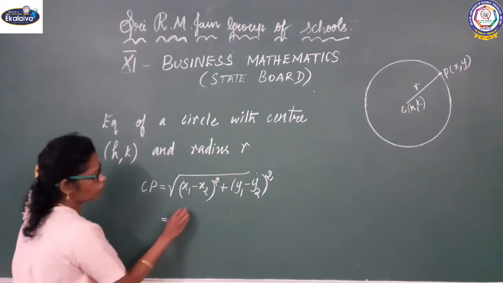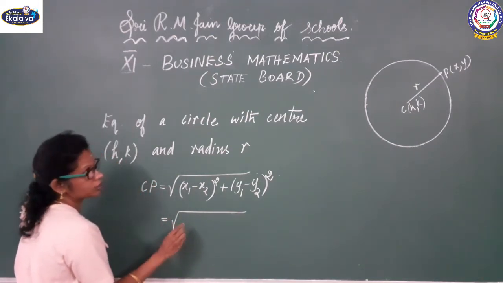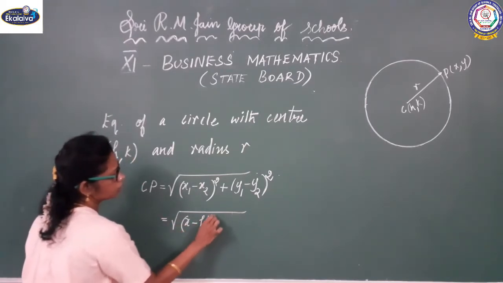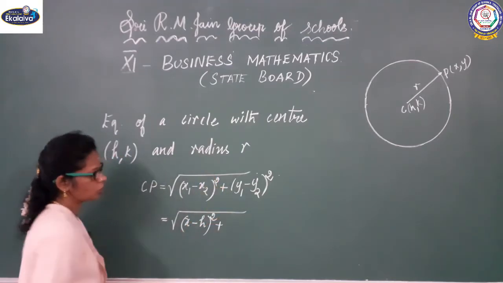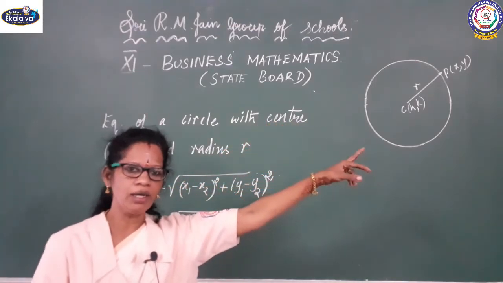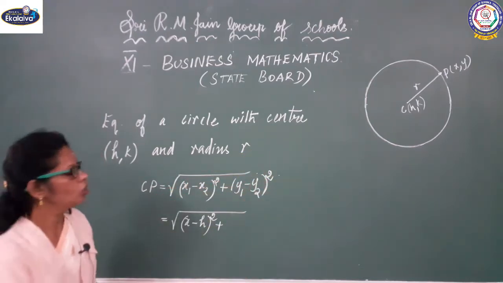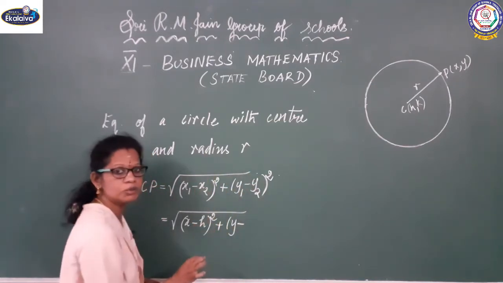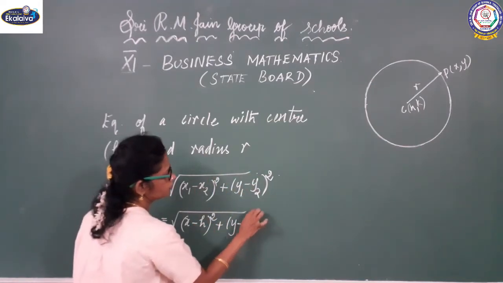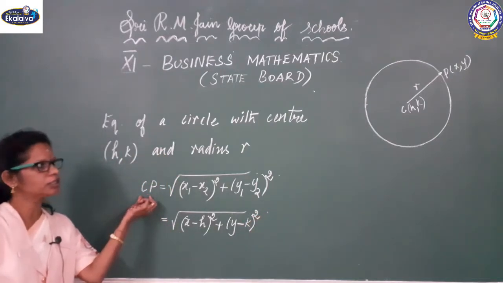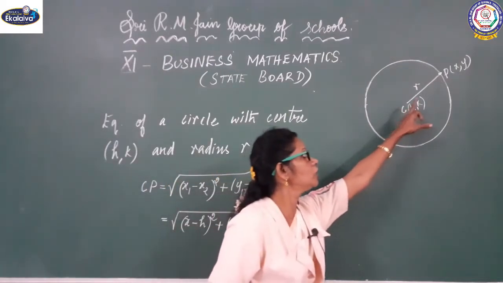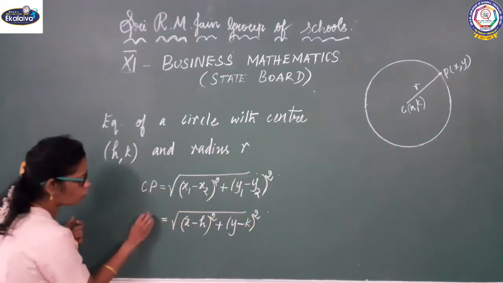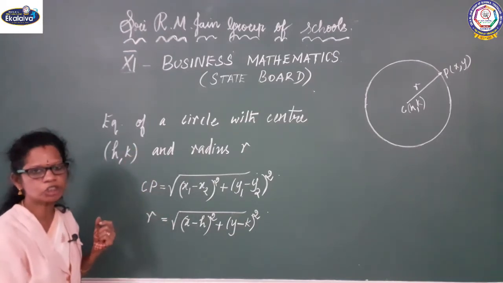Now you see, square root of x1, what I said, x, x2 is h. So x minus h the whole square plus y1, I consider as y, y2 I said k. So you replace y1 in terms of y and y2 in terms of k. Then CP, from the center to the circumference, the line segment is the radius. So CP can be replaced by R.